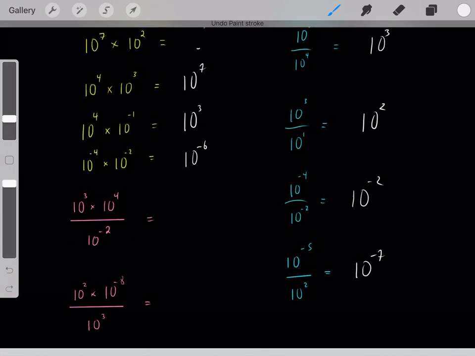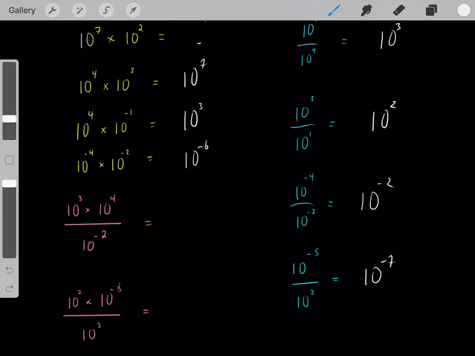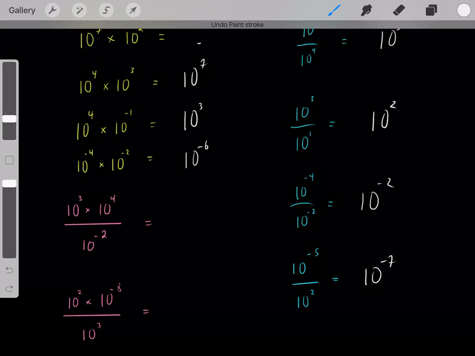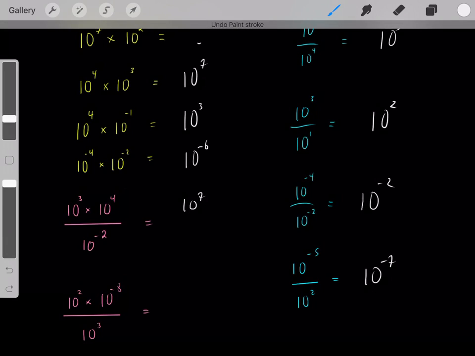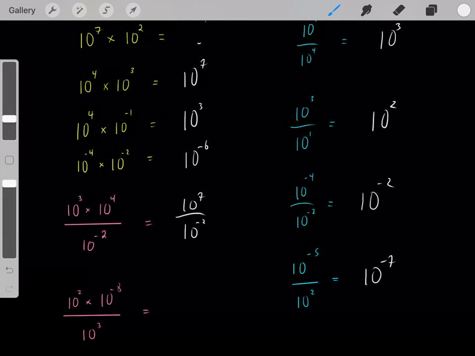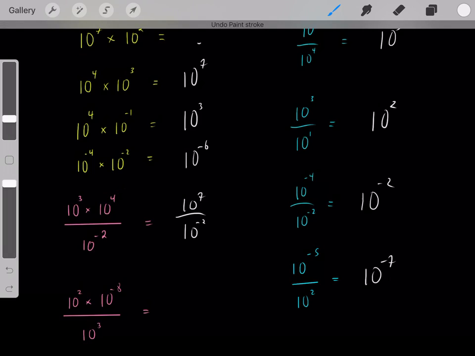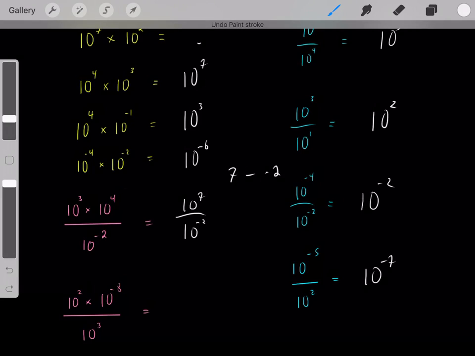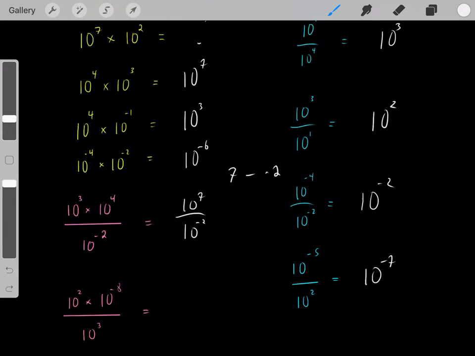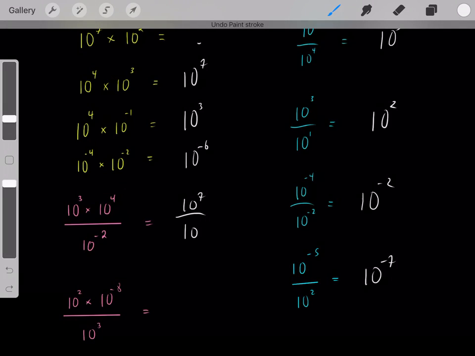So what about something like this? Well, when I see these examples, I break it down into components. So first, I focus on this guy. 10 to the 3 times 10 to the 4, we know this equals 10 to the 7. So now we have 10 to the 7 divided by this 10 to the negative 2. And we know how we solve this. We take the top exponent and subtract the bottom exponent, and you can't forget these signs. Top exponent subtracted by the bottom exponent, so again we change the sign. So that's 9. So this equals 10 to the 9.